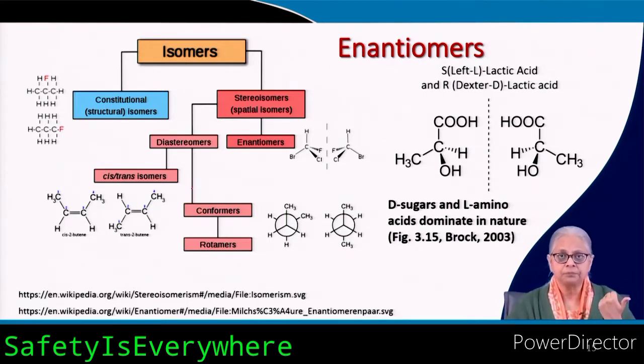So you have the right-handed sugars and the left-handed sugars. Here you have lactic acid. The one on the left is S, which stands for sinister or left, and R stands for right, or dexter. So you have the left-handed lactic acid and the right-handed lactic acid. What is interesting in nature is that nature has a preference for right-handed sugars and left-handed amino acids.